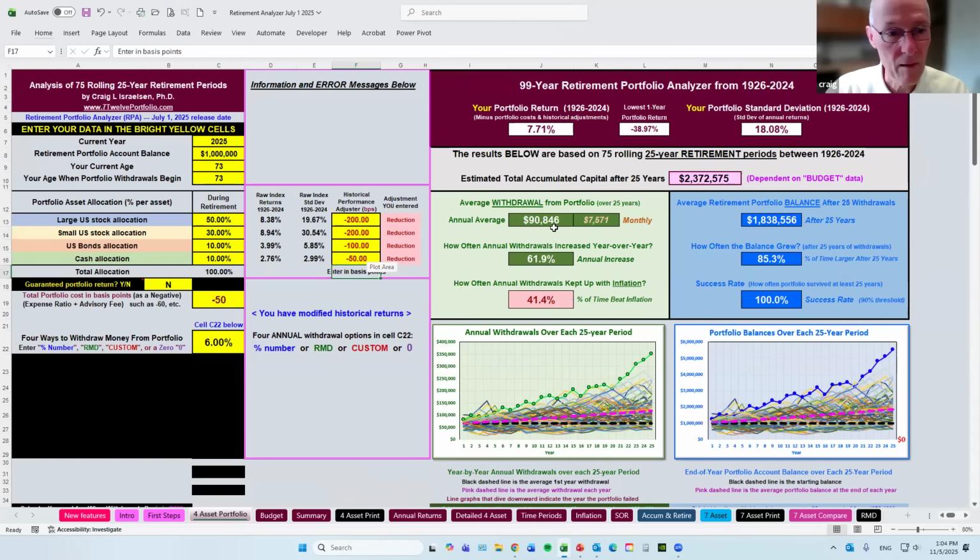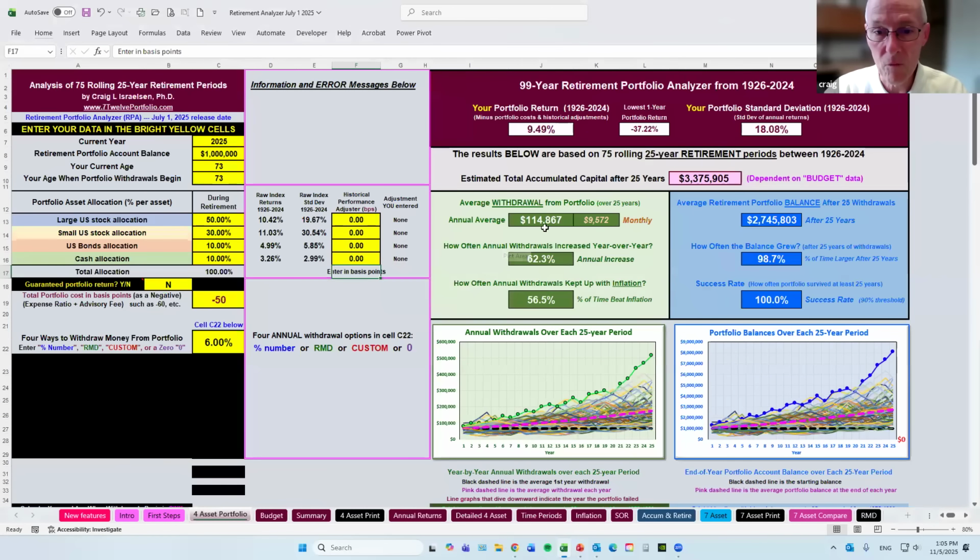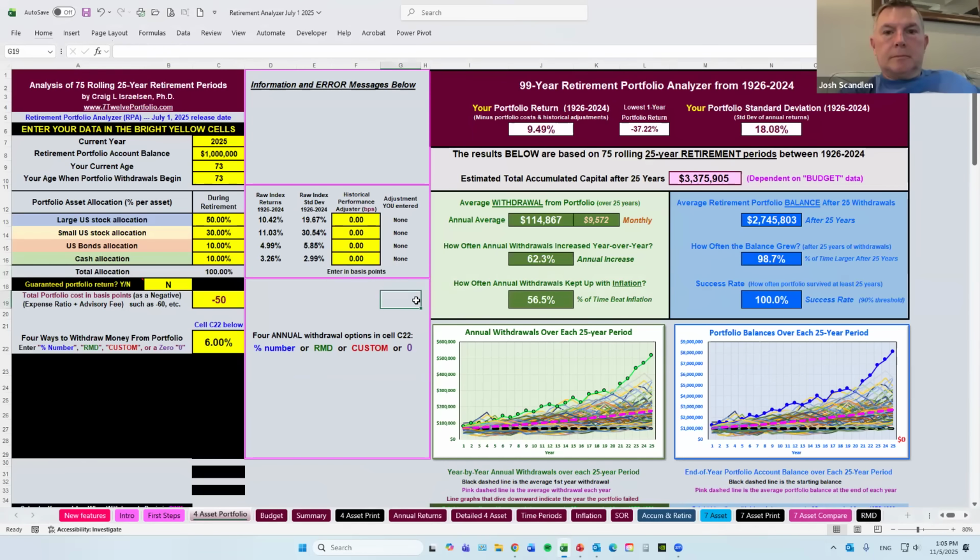Did it kill you? Nope. These numbers went down. I mean, your average withdrawal is 90,000. Average ending balance is 1.8. Well, so we have 90 and 1.8. Let's go back to raw data. We have 114. Oh, okay. So you got about a $25,000 ding and about a $900,000 ding in ending balance. Right. Well, that's material. Those are different numbers. But the question is, can you live with those numbers? Hey, 100%. It's not necessarily a deal breaker.